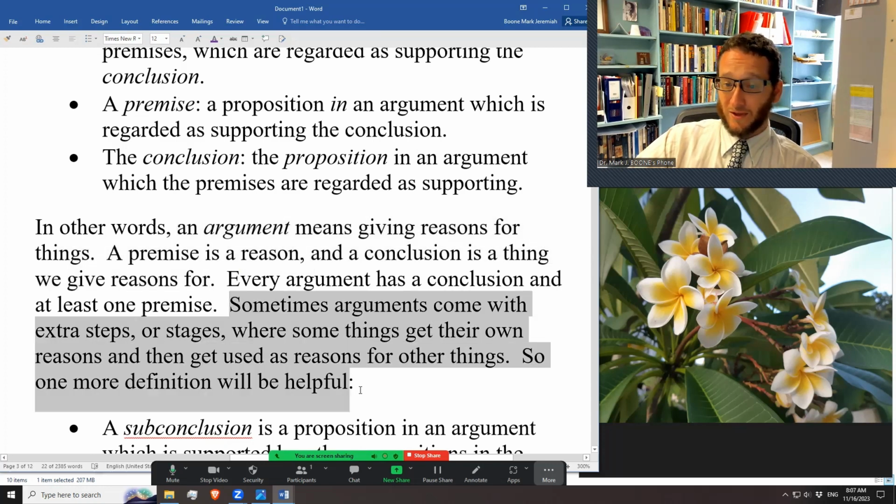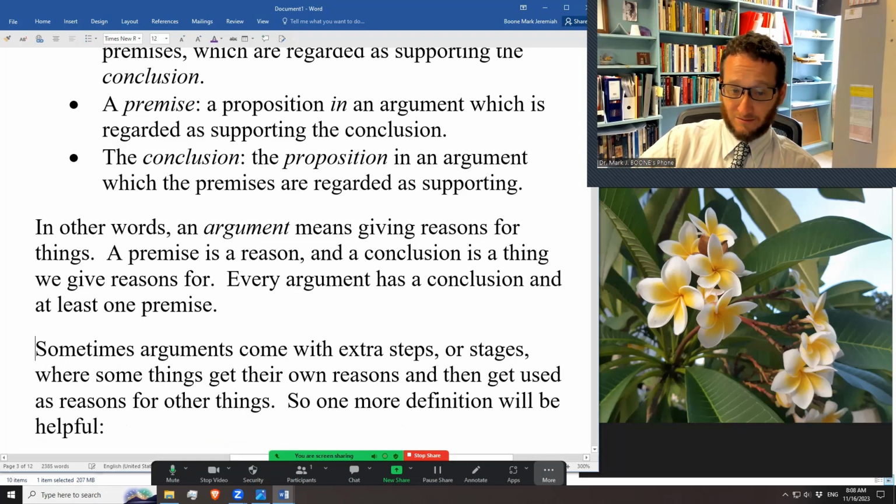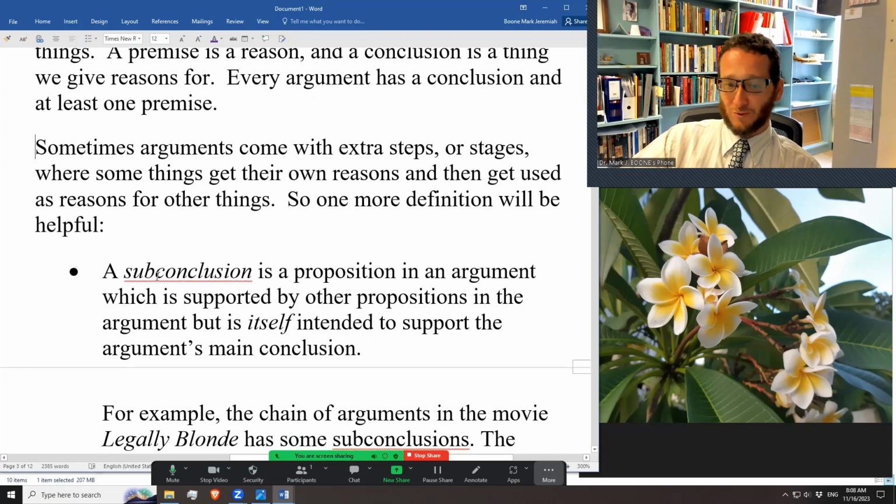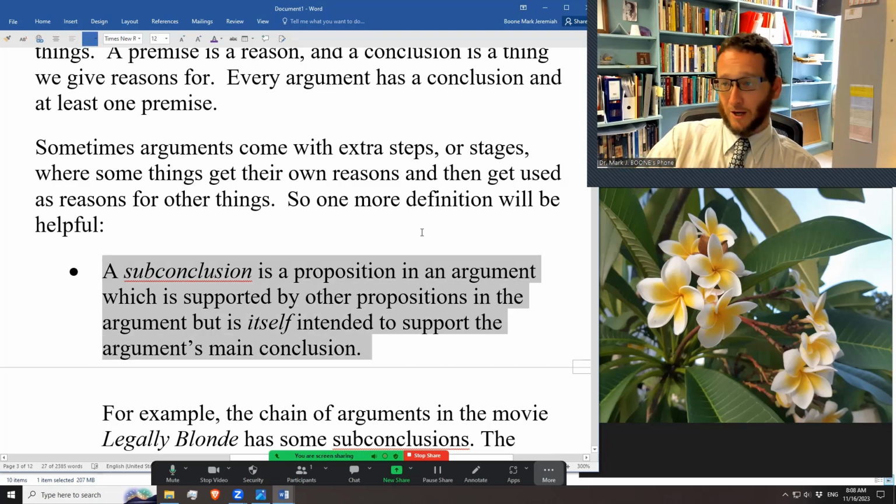Sometimes arguments come with extra steps or stages, though, where some things get their own reasons and then get used as reasons for other things. And that should have been its own paragraph. So one more definition will be helpful. A subconclusion is a step, or proposition, in an argument which is supported by other propositions in the argument, but is itself intended to support the argument's main conclusion.